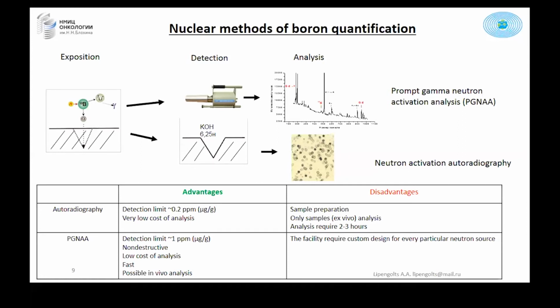The only disadvantage which I can see is that it requires a custom design facility for every particular neutron source, for every particular BNCT center. So it's hardly possible to standardize it to make it a commercial product.